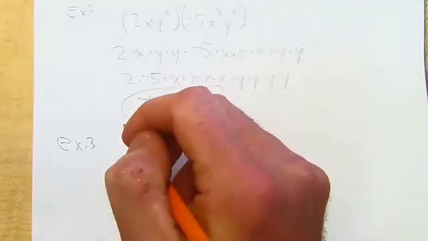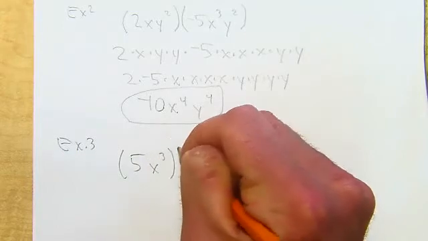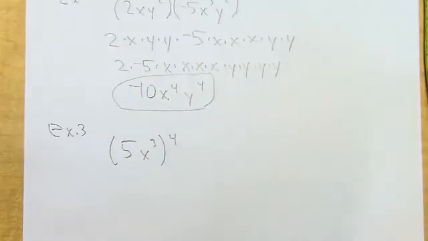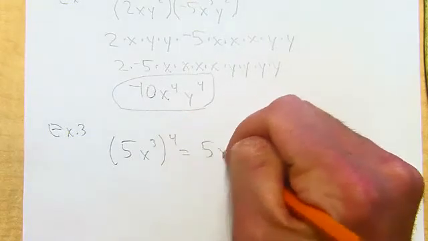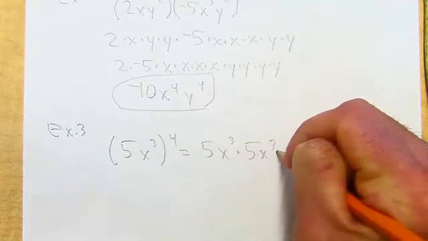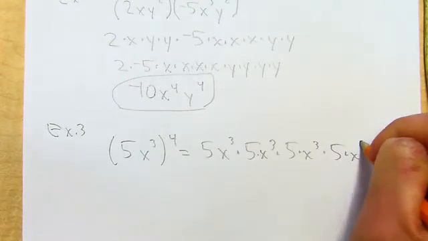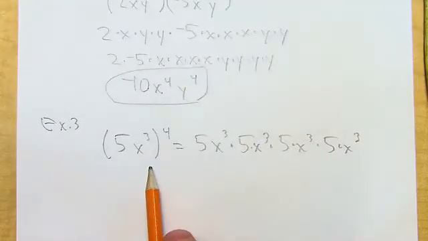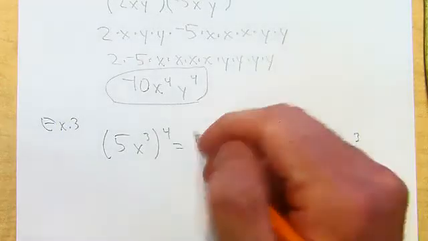What if we have a power to a power, it's called? So 5x to the 3rd, to the 4th. Okay, I'd like you to show this out. What does to the 4th power mean? It actually means write it 4 times. Times 5 times x to the 3rd times 5x to the 3rd. Okay, that's what this means, right? Multiply by itself 4 times.